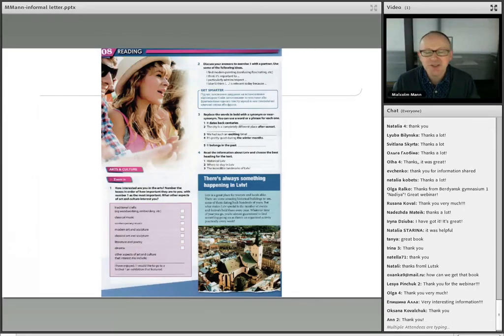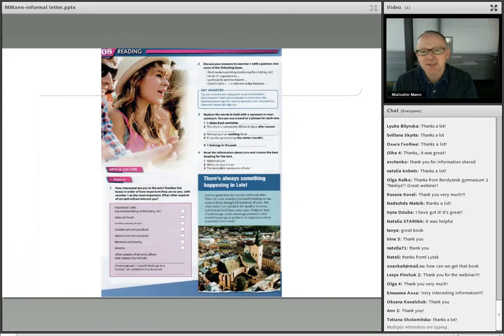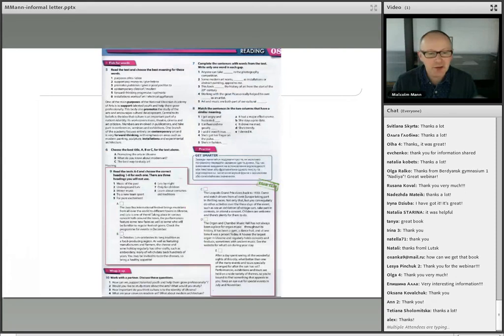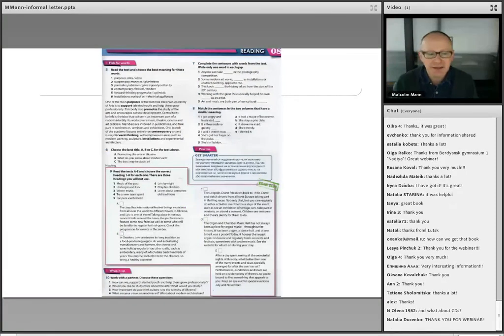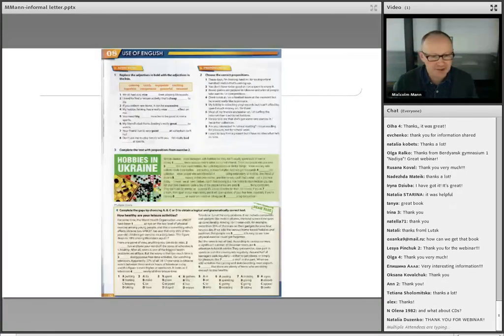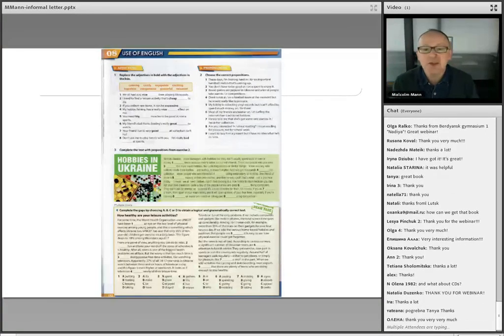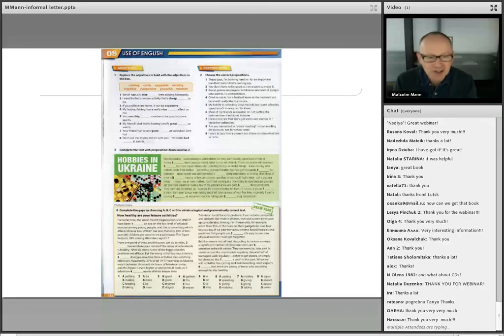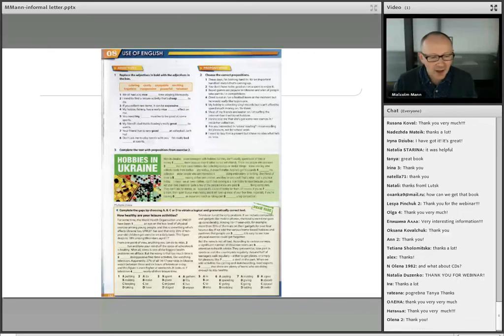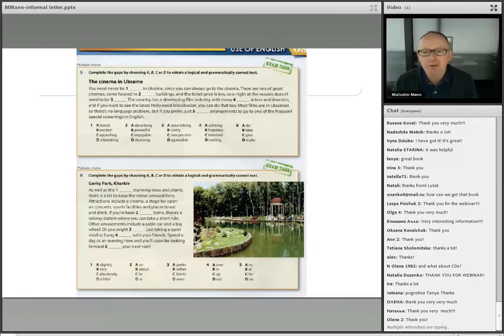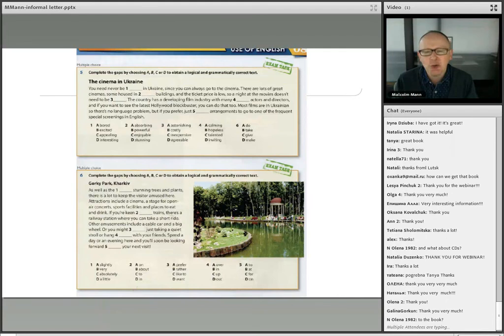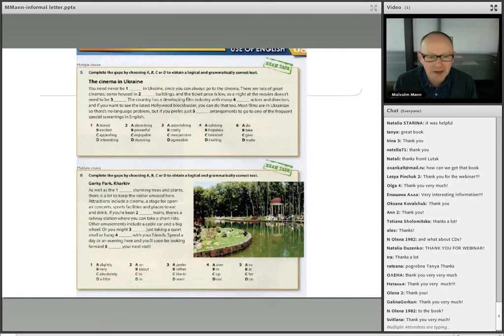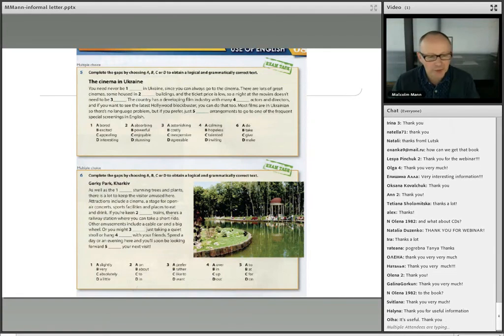Then we have 2 pages of reading. And once again, the texts are all about Ukraine. So I really think the students will find these relevant and interesting. And then we have use of English, which is more lexicogrammar, vocabulary and the grammar of vocabulary. So adjectives, prepositions, the texts are all about Ukraine. The vocabulary is all relevant vocabulary that they can use in informal writing. So I think it's really useful.